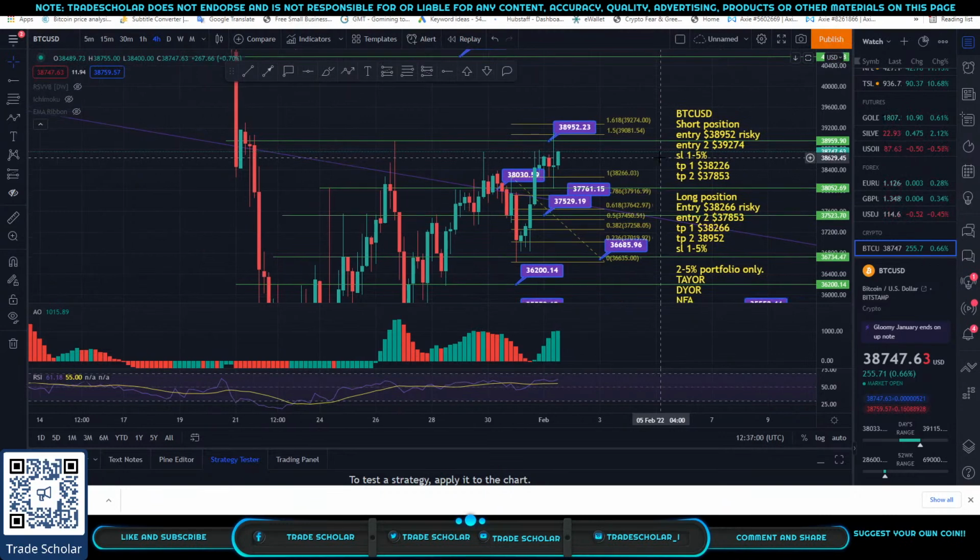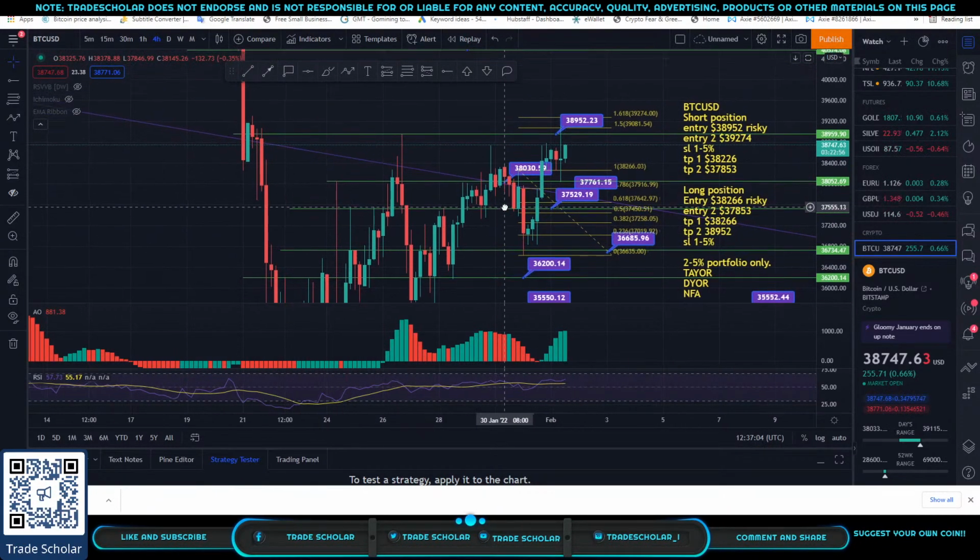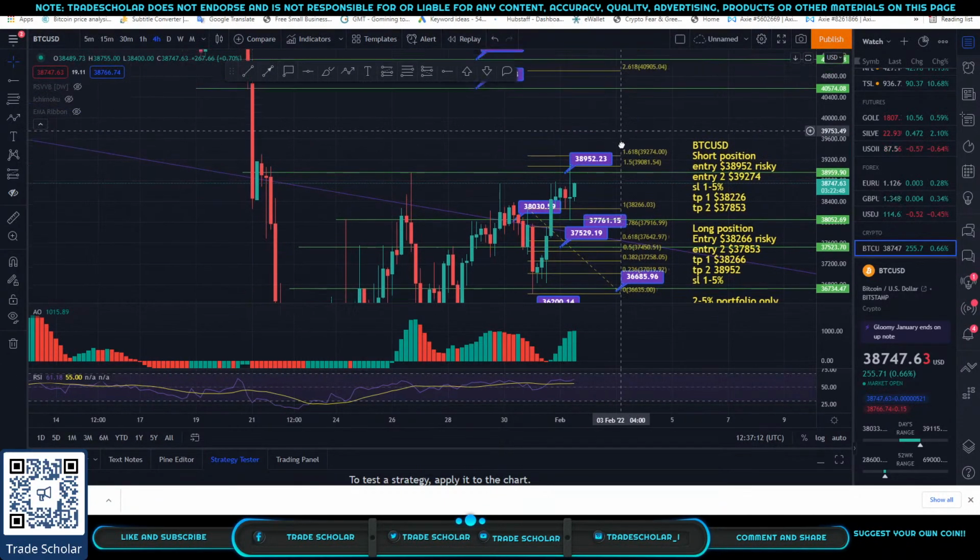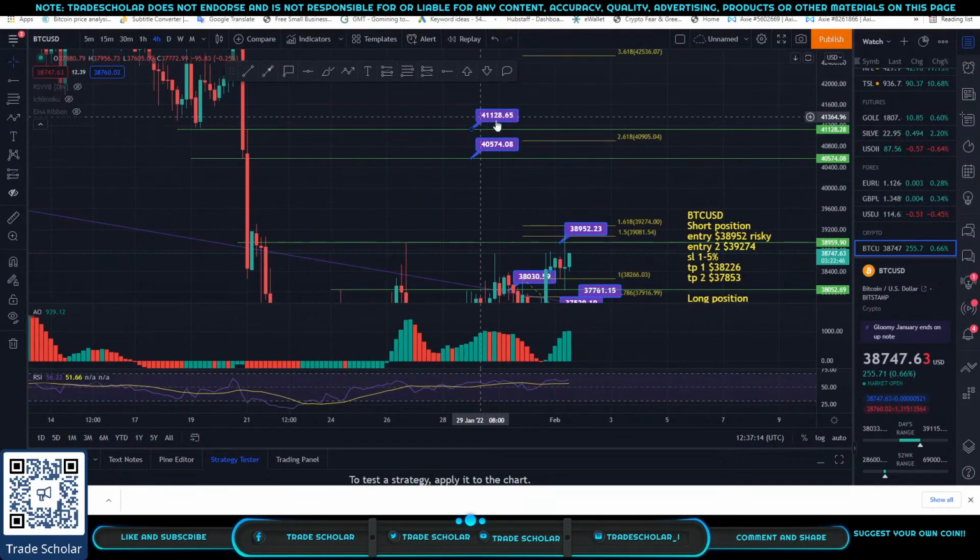Okay, so this is right here. Go to the upside. Support area, these entries right here. Rejection area, and then our 1.618 can be another rejection area right here.